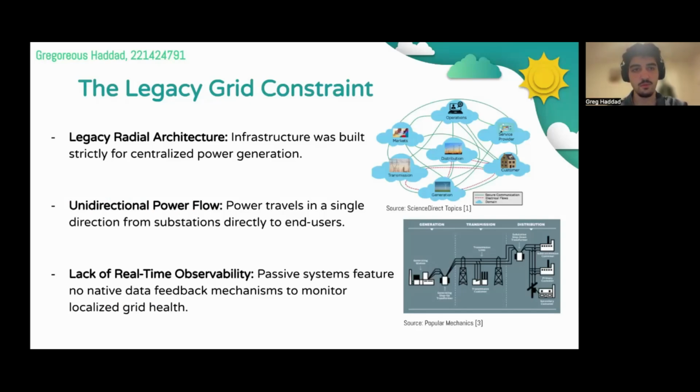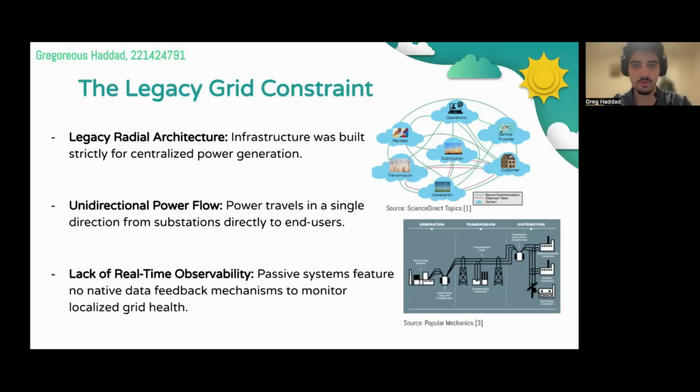So I'm going to continue from my part, which is the main problem statement of the presentation. So we're going to start off with the legacy grid constraint. So most modern electrical infrastructure still operates on legacy radial distribution models. In this conventional architecture, power flows unidirectionally from centralized substations directly to end users. The core limitation of this passive system is a complete lack of real-time observability.